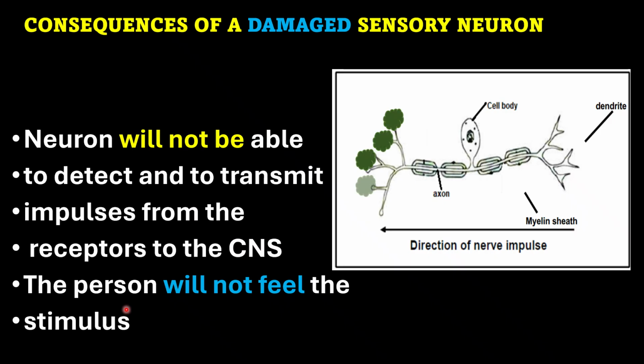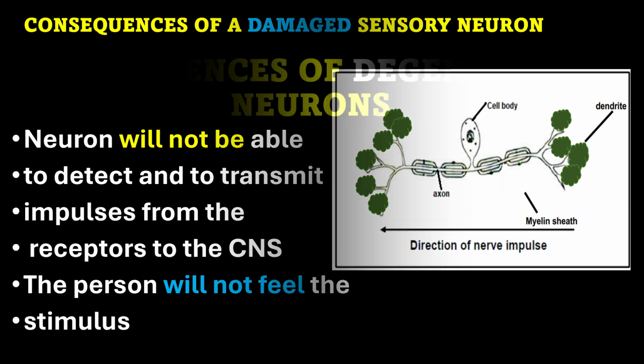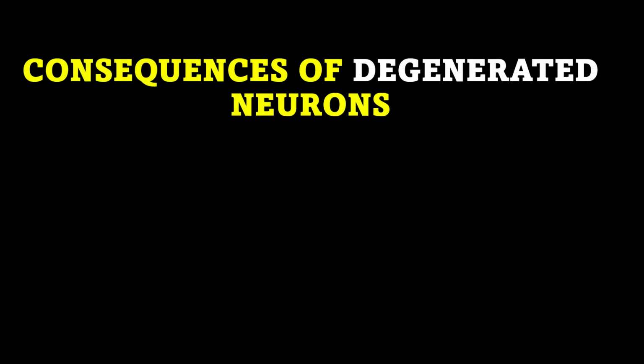But then you have to be able to recognize a damaged neuron. So if you see a neuron like this, you have to know this neuron is damaged. Okay, that means that the person will not be able to feel stimulus.